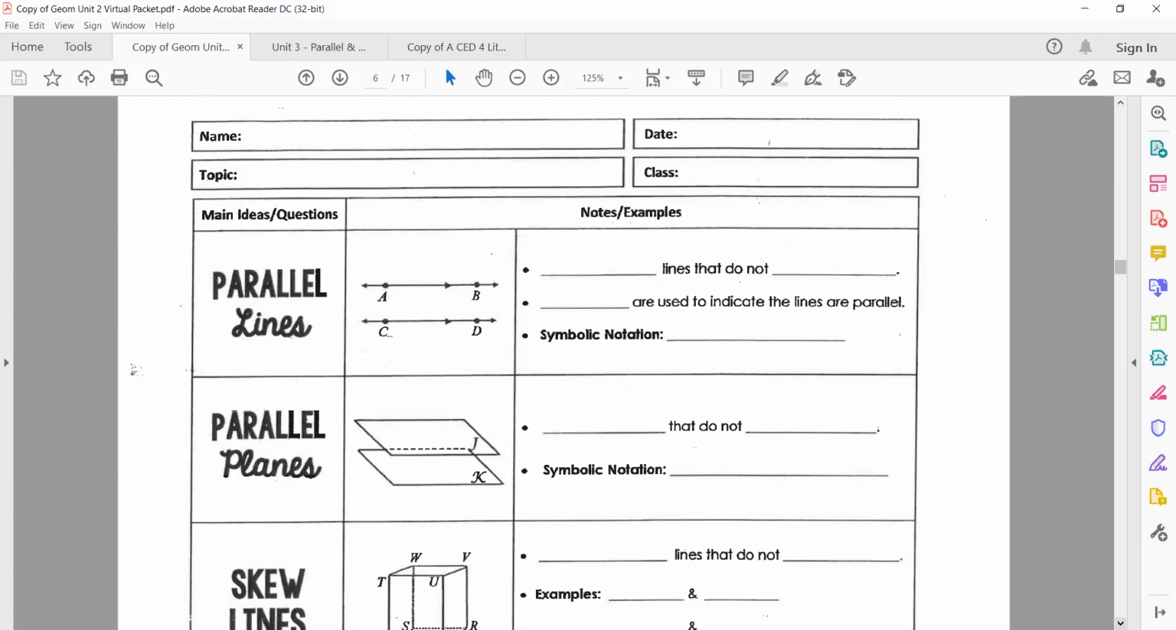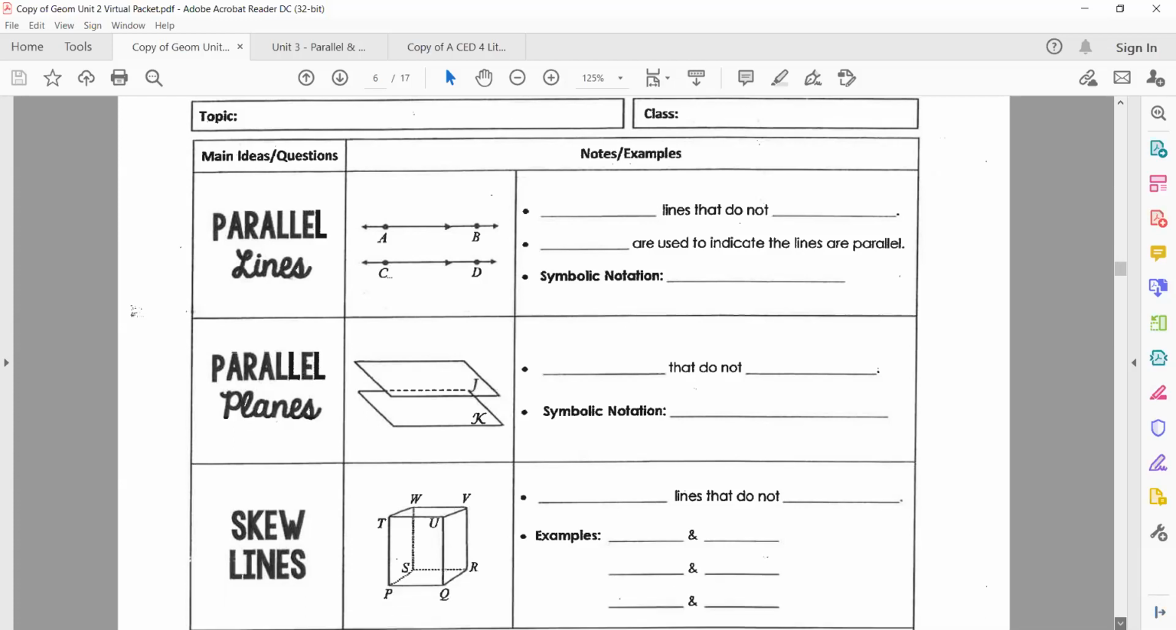All we got to worry about, though, are parallel lines and parallel planes. Parallel lines are lines that do not cross. Under the second bullet point, it says there's a blank. Something are used to indicate the lines are parallel. This is another situation where you're going to have to learn some symbolism.